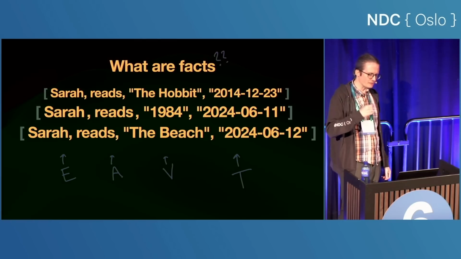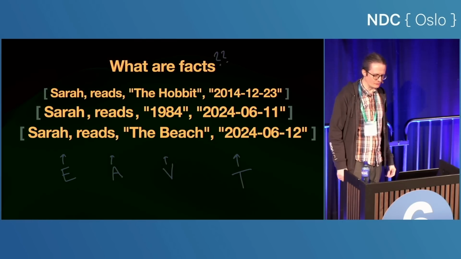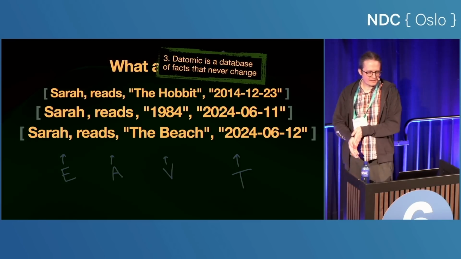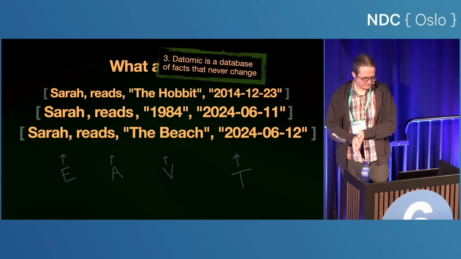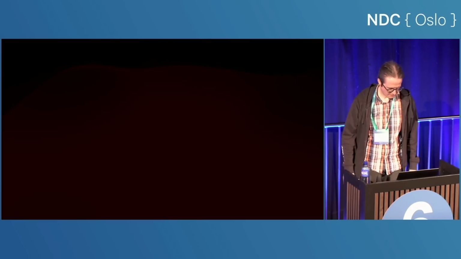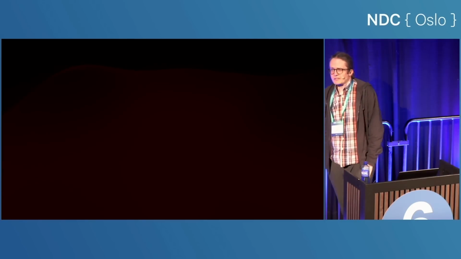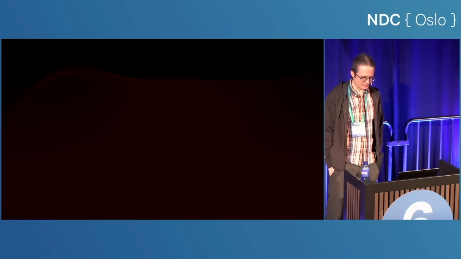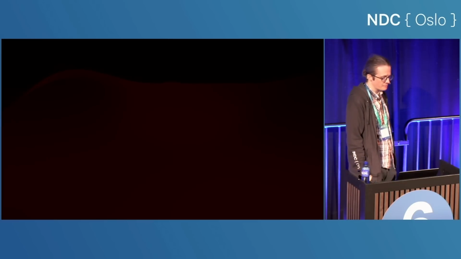So in Datomic, we only ever add new facts. So Datomic is a database of facts that never change. And at this point, I can imagine that you might have a few questions regarding that statement, and I will try to answer them now.